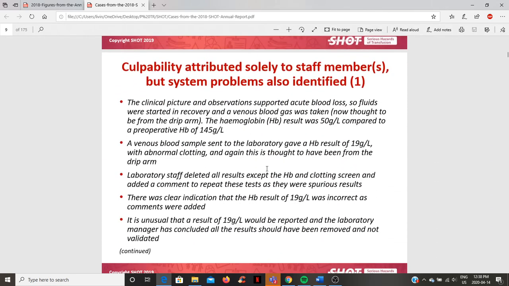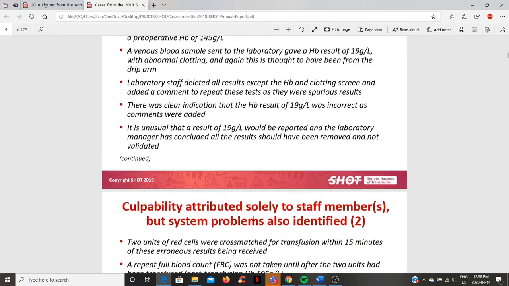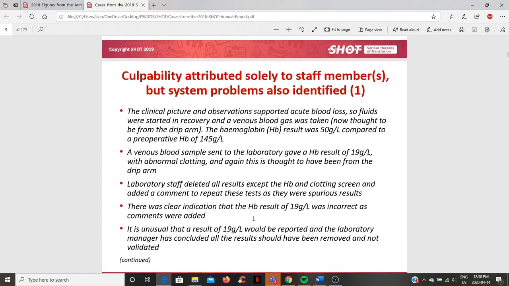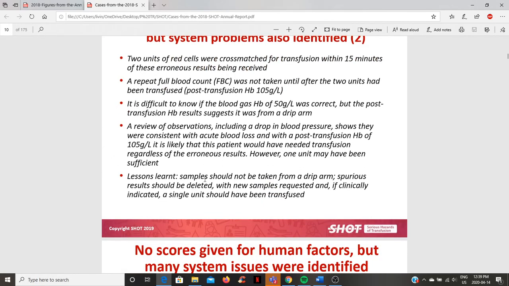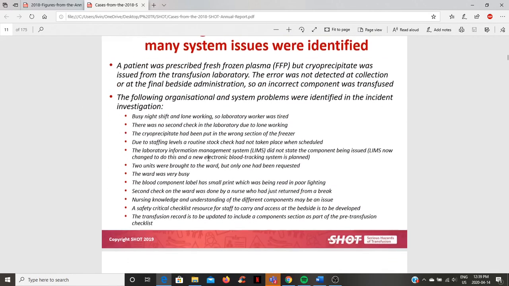So what actually happened? Here's a case on a page, sometimes continued on a second page, but that's about it. So the first case, culpability attributed solely to a staff member, but system problems also identified. It tells you what the case was, what happened, and then what was learned in the end. Okay, so that's part of the reading I want you to do.